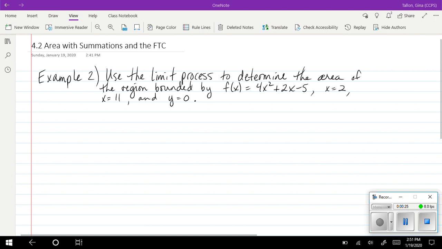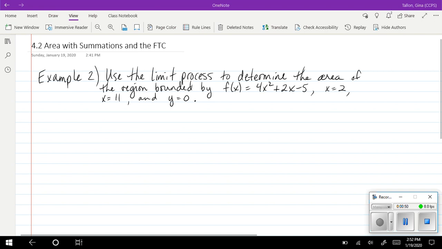So example 2 here. Use the limit process to determine the area of the region bounded by f of x equals 4x squared plus 2x minus 5, x equals 2, x equals 11, and y equals 0. Hopefully you know y equals 0 is simply the x-axis. Okay, we need to just talk about this function for a quick moment here. 4x squared plus 2x minus 5.